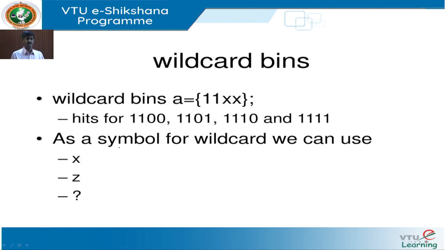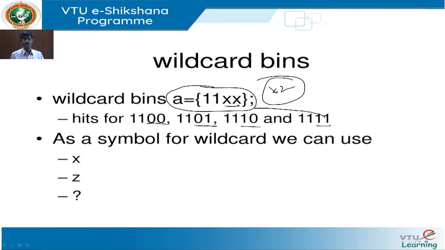So wildcard bins, you can insert wildcard bins whenever you want, which is normally for a 4 state value, so that we can have x and z to be considered. Let us say a is equal to 11xx, the xx can be hit with 00, 01, 10 and 11. This is the wildcard we are putting here. As a symbol for wildcard we can use x, z and a question mark. x and z will be specified, x takes these values, z will be defined as 1, 0 and x, question mark will be defined as 1, 0, x and z.